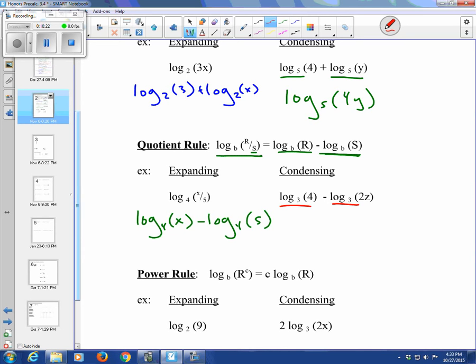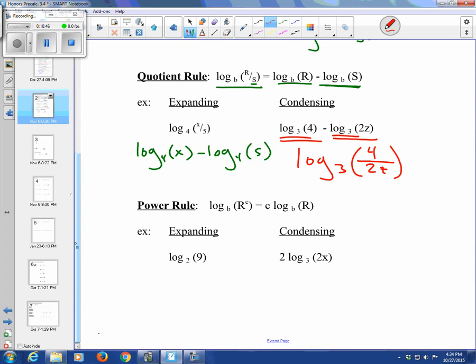If I'm looking at the subtraction of two logs that have the same base, I can basically condense that into one logarithm, and the thing that's in the negative logarithm is going to be multiplied in the denominator. The thing that's multiplied in the positive logarithm is going to be multiplied in the numerator. So right here, this could be log base 3 of 4, since that's in the positive logarithm, that'll go in the numerator, over 2z. All right?